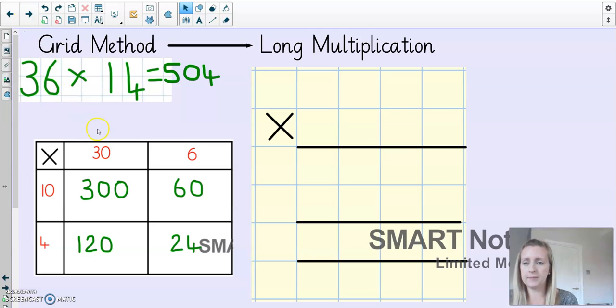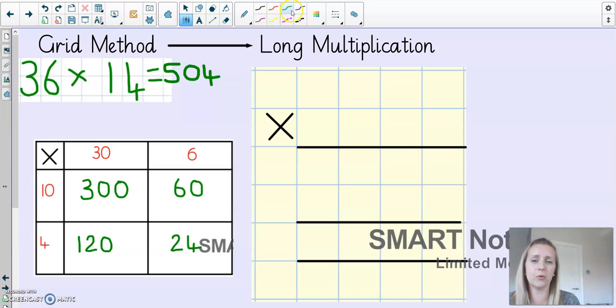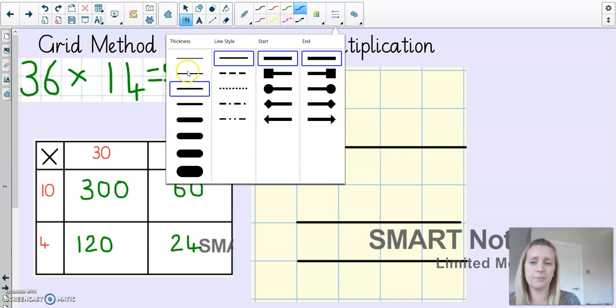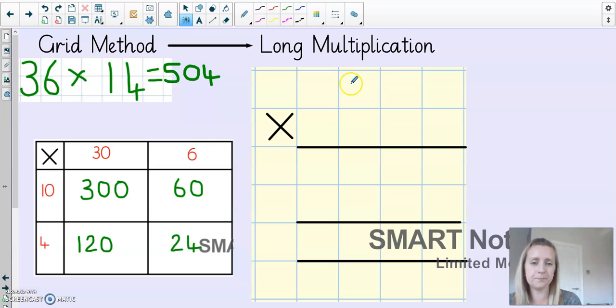So if you look here, here is our calculation we started with. 36 times by 14 is 504. And here is the grid that I used when I was working that out earlier. So I'm going to show you what long multiplication looks like, and our answer that will go down here should be 504 if we've done it all correctly. I'm going to use a different colour, and I fill in the calculation to begin with.